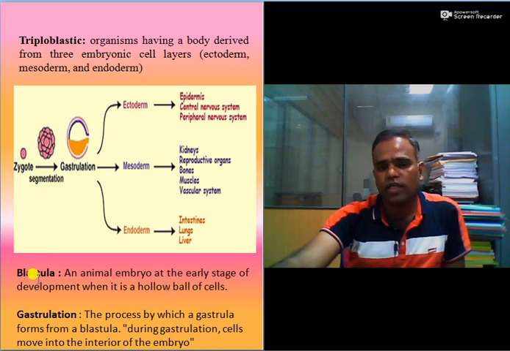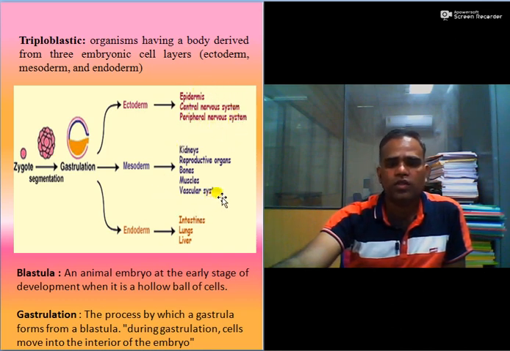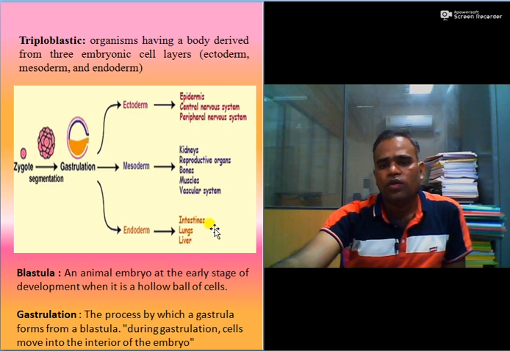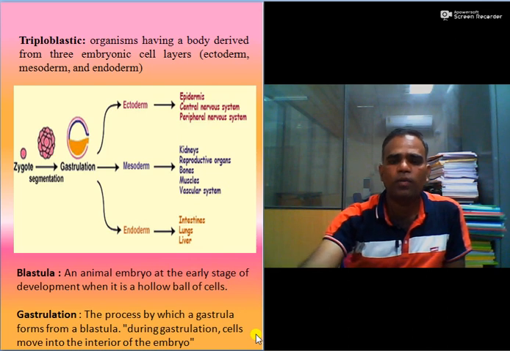It is called as blastula, and this blastula is converted into the gastrula. During gastrulation, cells move into the interior of the embryo, and these are forming three different cell layers, ectoderm, mesoderm and endoderm, which get converted into different types of systems. So that's why the nematodes are triploblastic. We are calling it a triploblastic one.